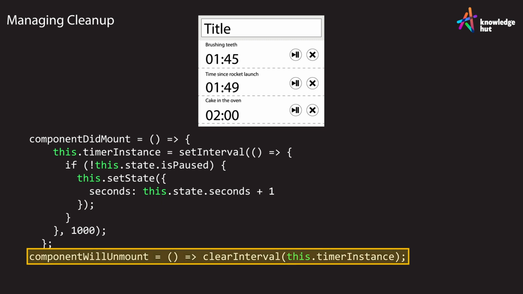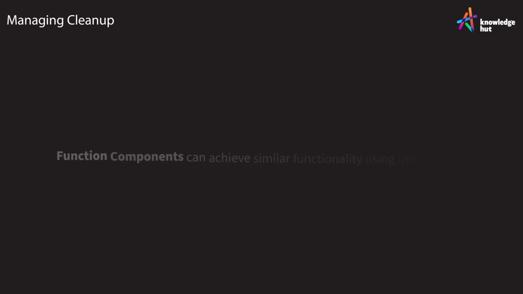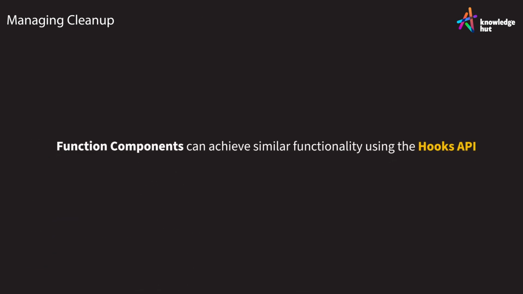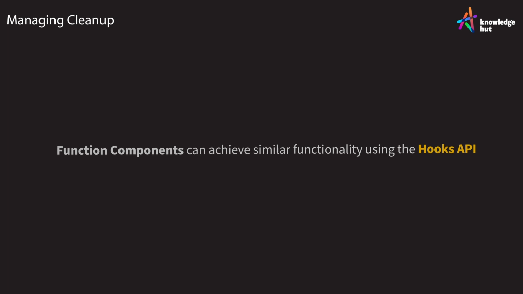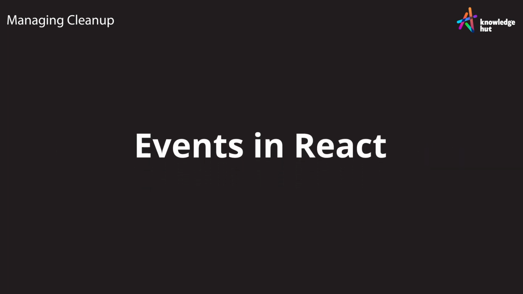This is critically important in cases where you're using timers, subscription services, or event listeners which need to be removed along with the component instances. Now, while we used a class component here to demonstrate side effects that require cleanup, function components can also implement similar cleanup mechanisms by using the hooks API. In the next video, we'll take a look at the synthetic event system in React.